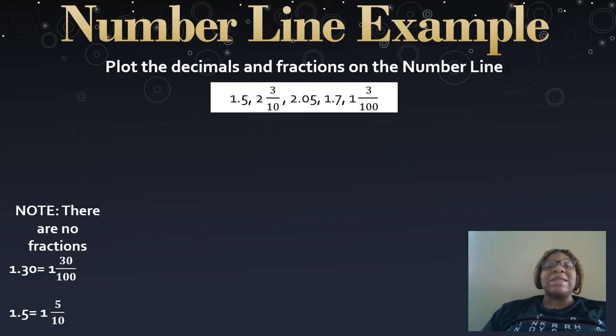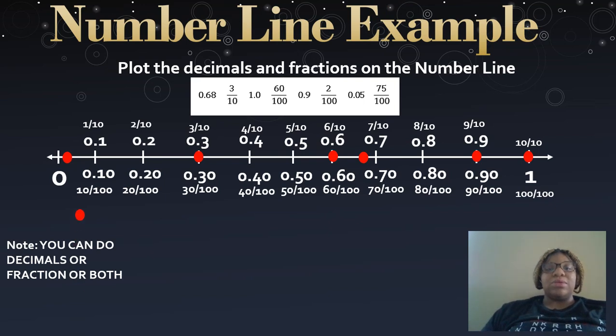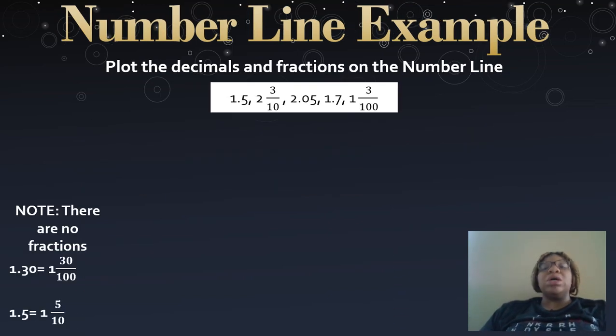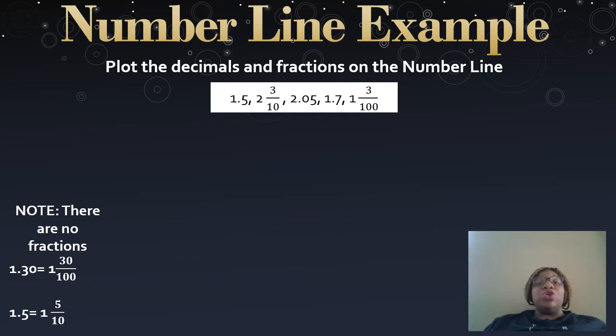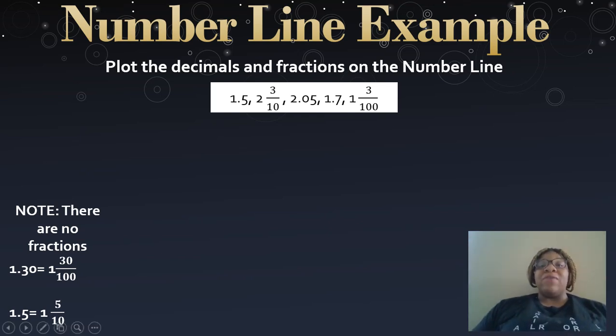Let's move on to another example. Now we have another example. Plot the decimals and fractions on the number line. If you look, don't want to erase that off. If you look at our fractions and decimals, what do you notice about them that's different from our example before? What do you notice about them that's different from our example before? Yes, you are correct. They have whole numbers in front of either the fraction or the decimal point.